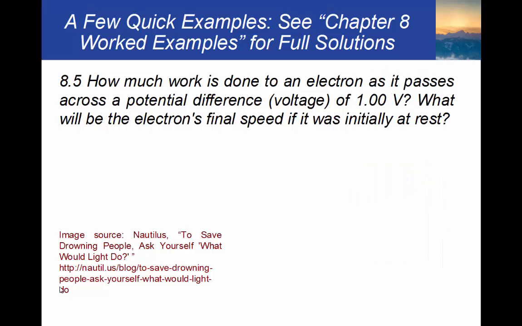Next question, how much work is done to an electron as it passes across a potential difference, sometimes a voltage or voltage drop is what this thing is called. How much work is done to an electron when it goes through a voltage of 1.00 volts? And also, what will the electron's final speed be if it was initially at rest?